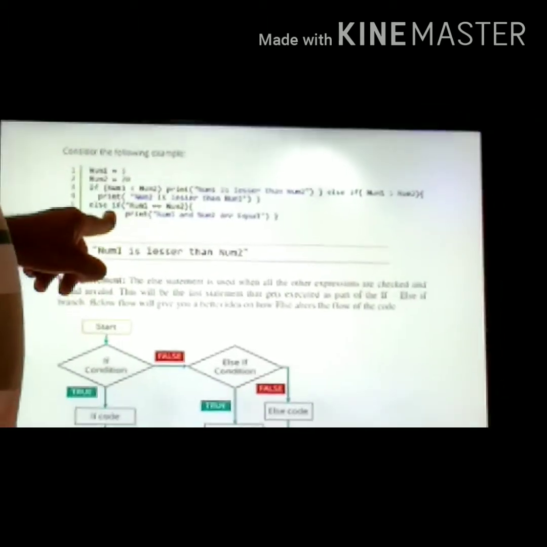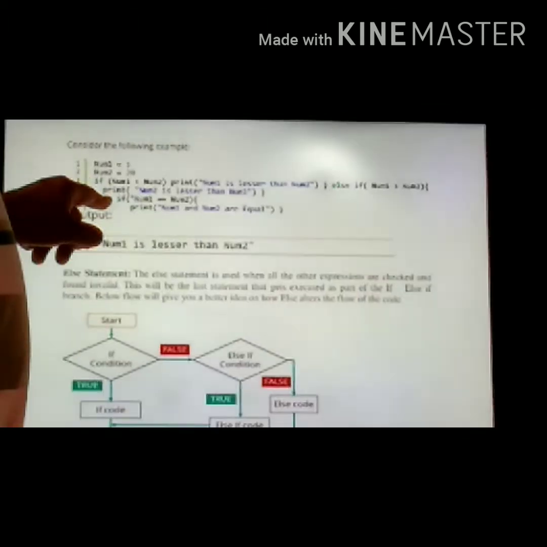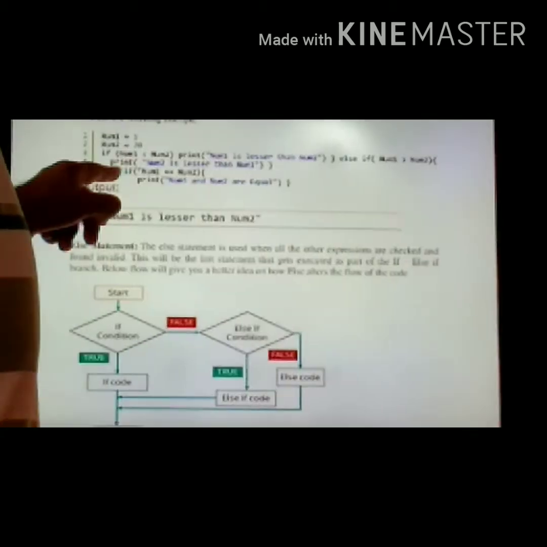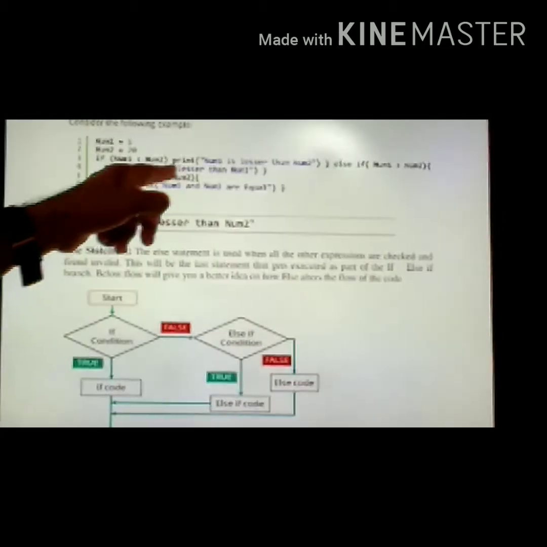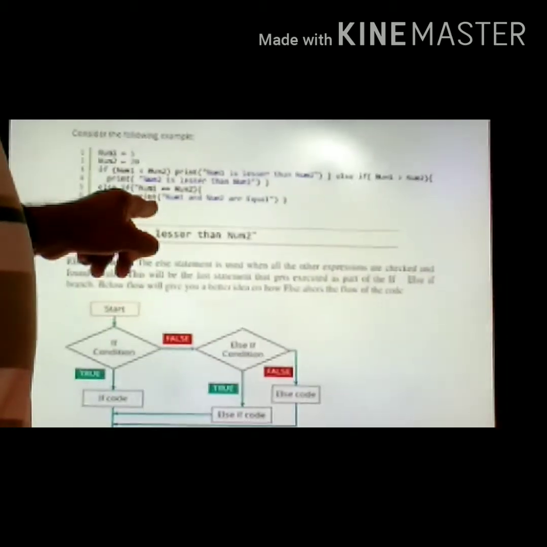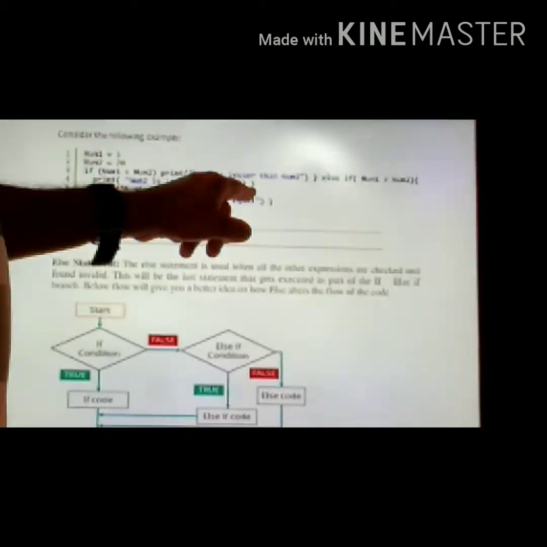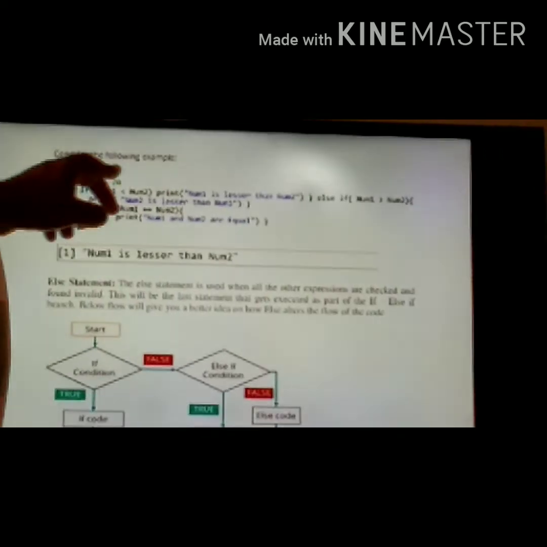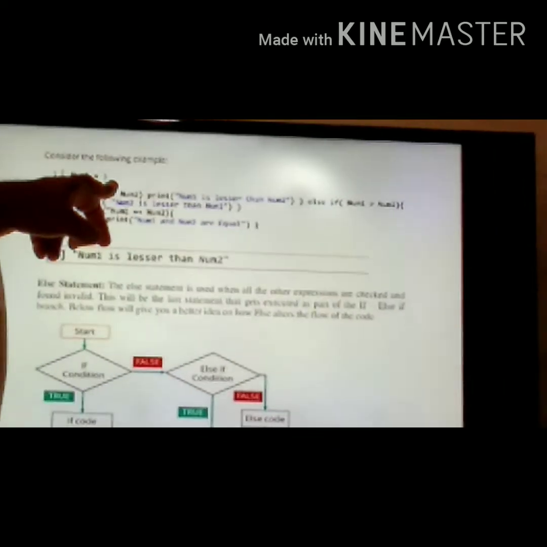Okay, else if. Finally, the else if code is applied. What is the else if code? This is one condition, this is another condition. Else if, what is that? Number 1 equal to number 2. So here we want to print that number 1 and number 2 are equal. Finally the output is coming from number 1 equal to 5, number 2 equal to 20.